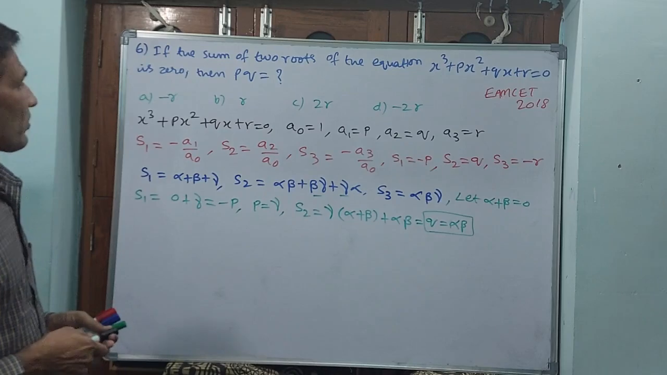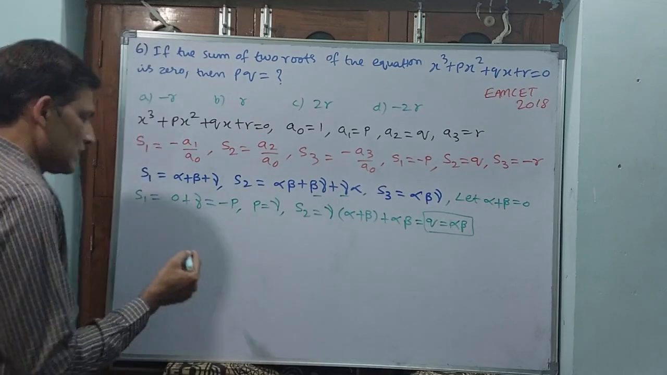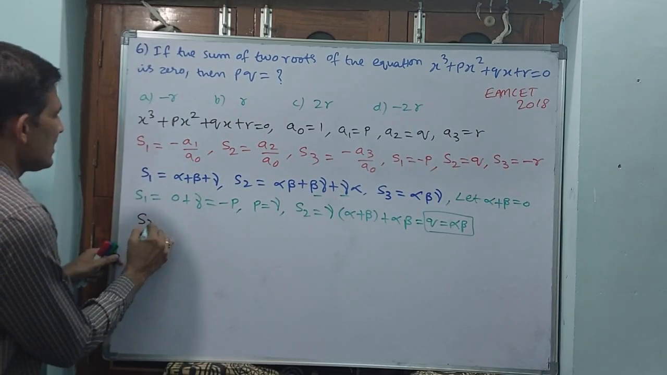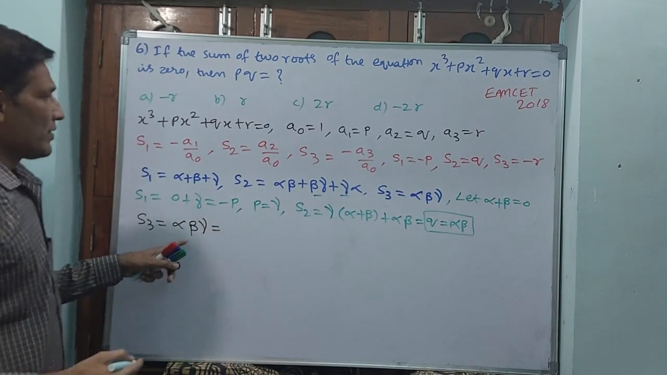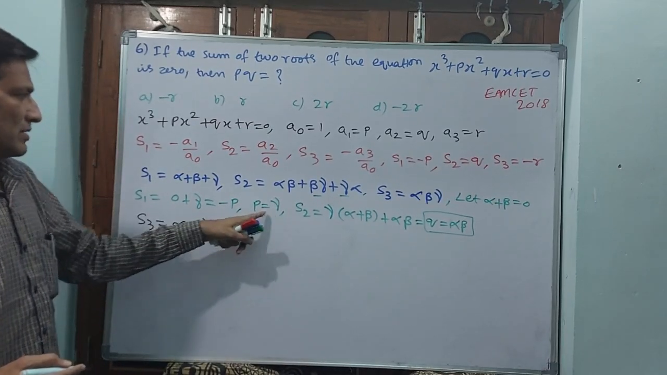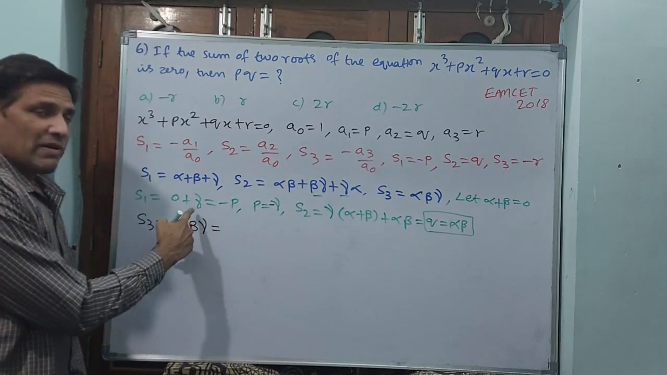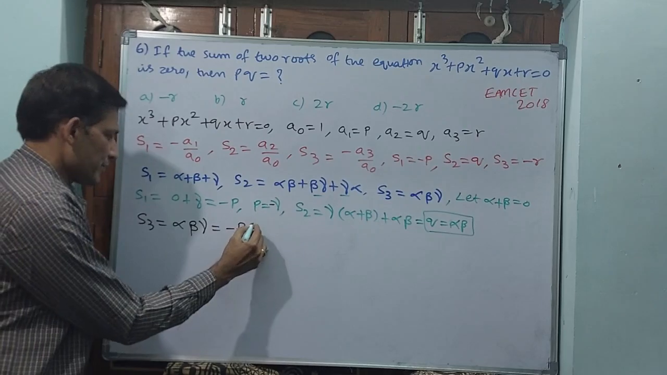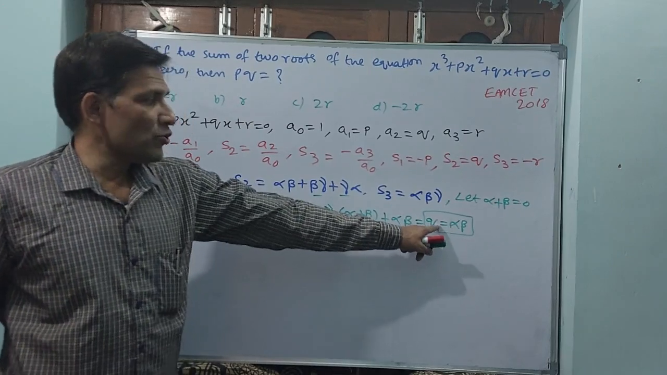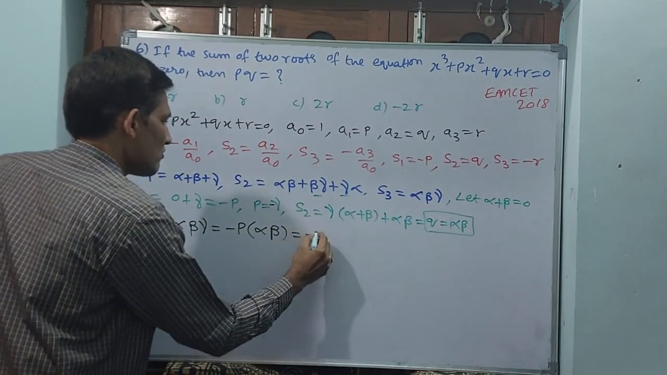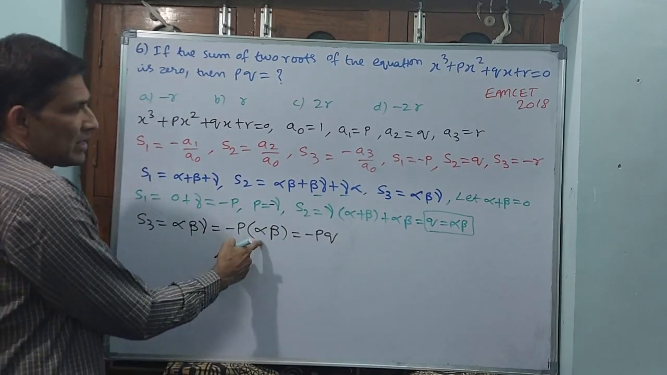Okay, now you see the third one also. Alpha beta gamma is S3. Gamma value is minus p, since gamma is equal to minus p. So gamma value minus p into alpha beta, and alpha beta value is q. That is equal to minus p into q.